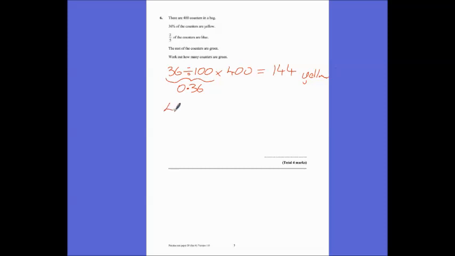2/5 are blue, so we just do divide by the bottom and times by the top, which gives us 160 that are blue. So to get the greens, we just do 400 minus the 144 yellows and minus the 160 blues, and that will give us 96. You'll notice that even though all this has been done on a calculator, I've written everything down that I'm doing on a calculator. That's really, really important.